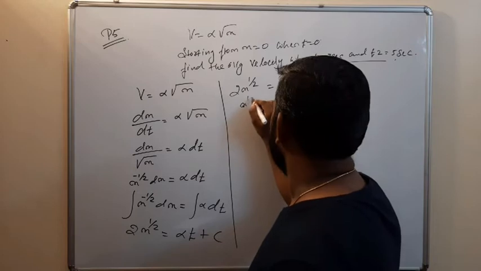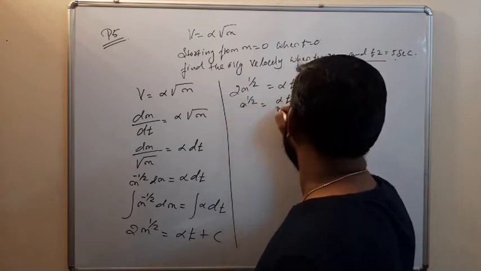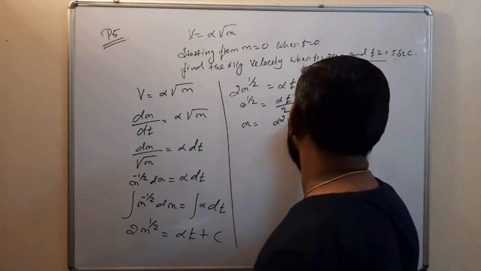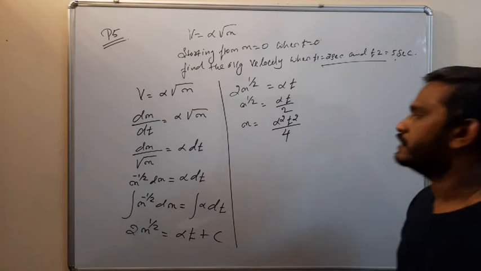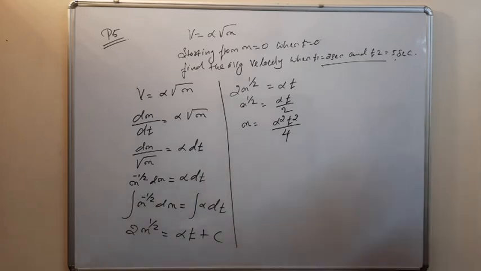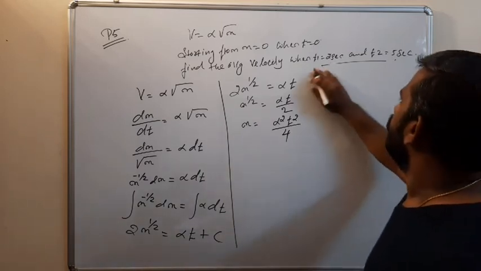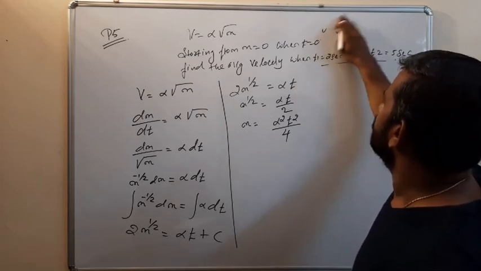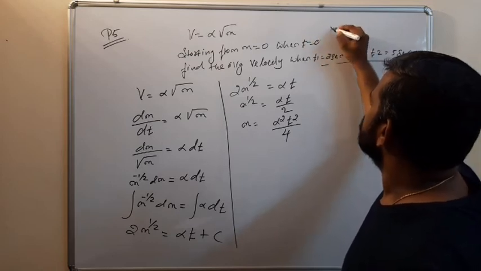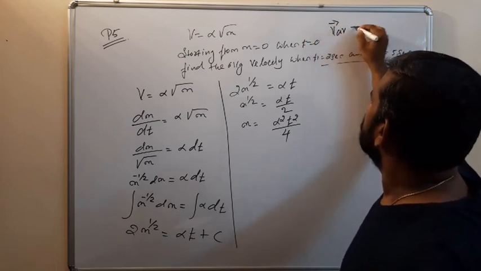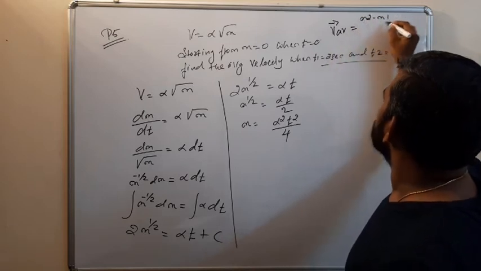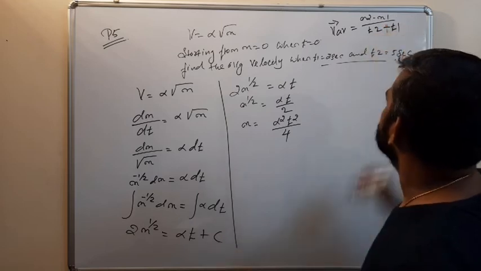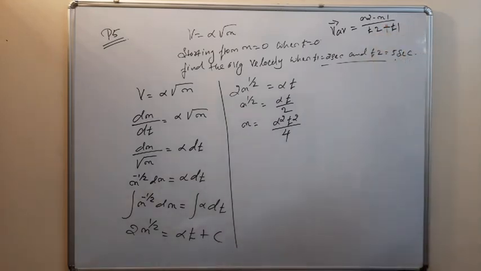So x power 1/2 is equal to alpha t by 2. So x is equal to alpha square t square by 4. So what is average velocity? Average velocity, that is V_av, is equal to x2 minus x1 divided by t2 minus t1.